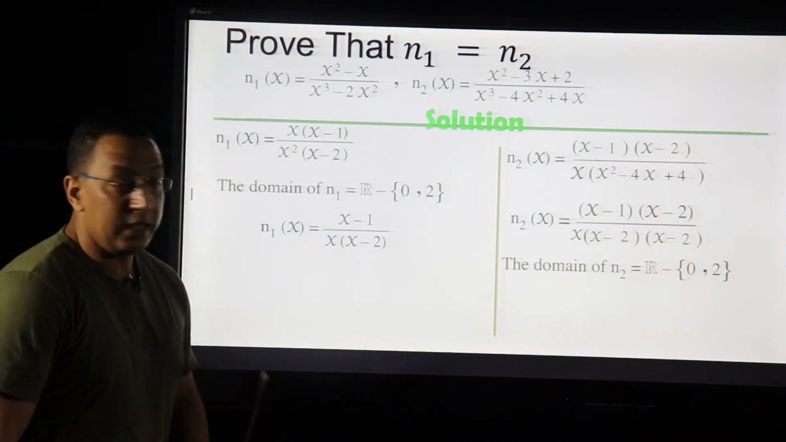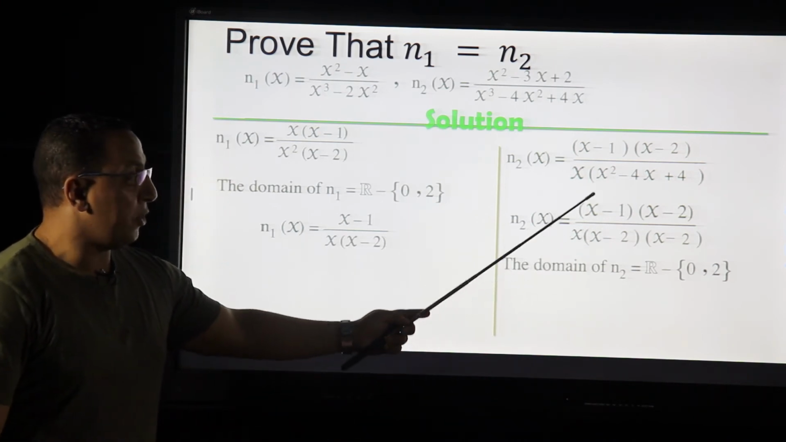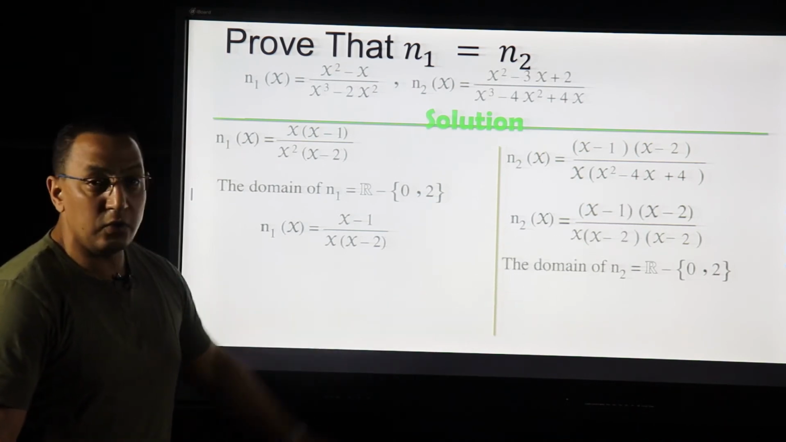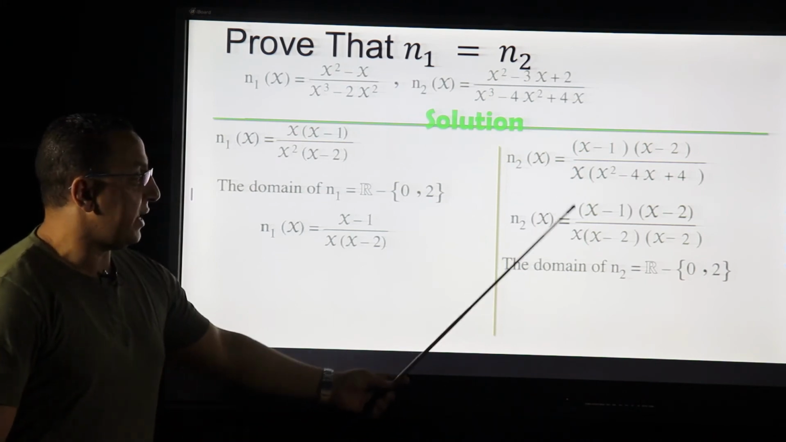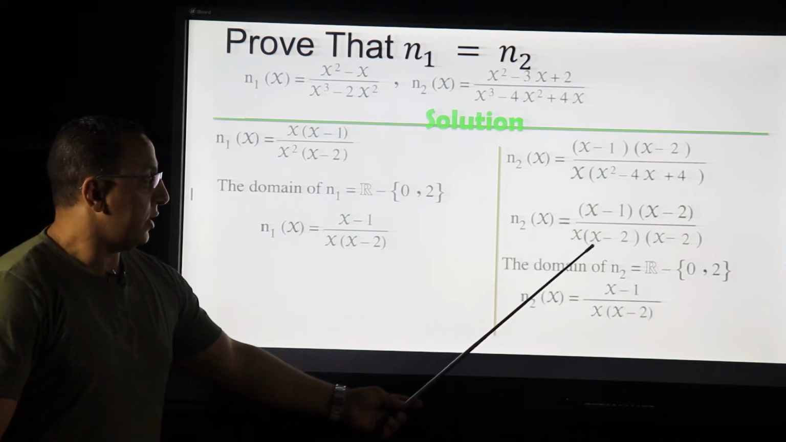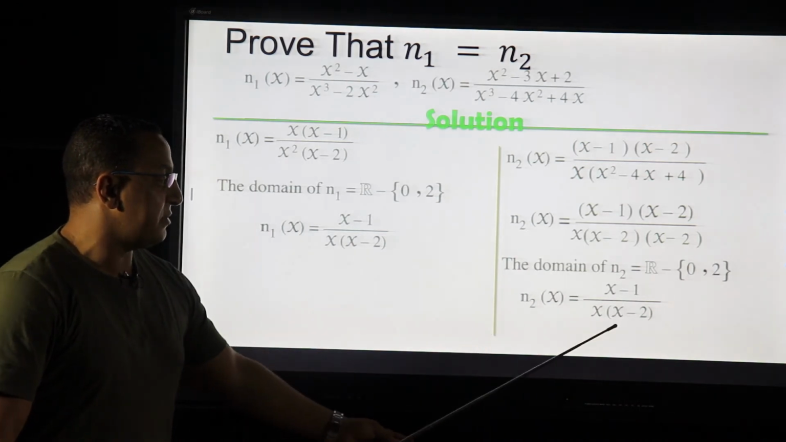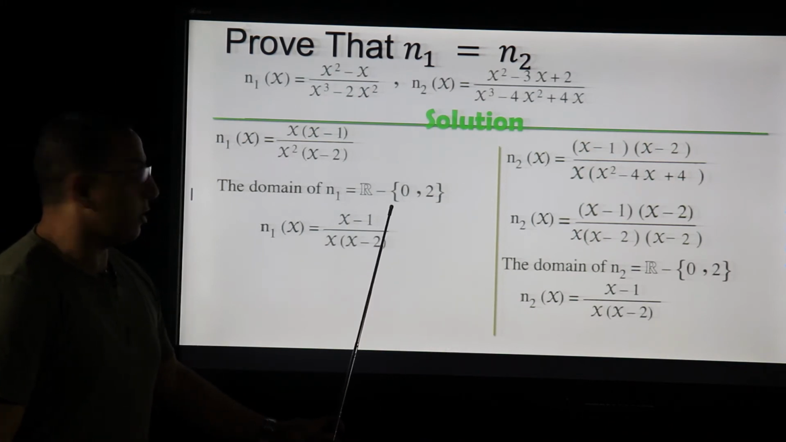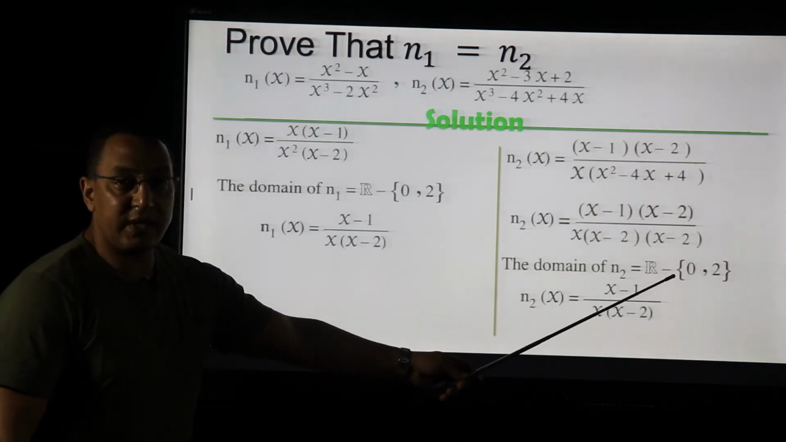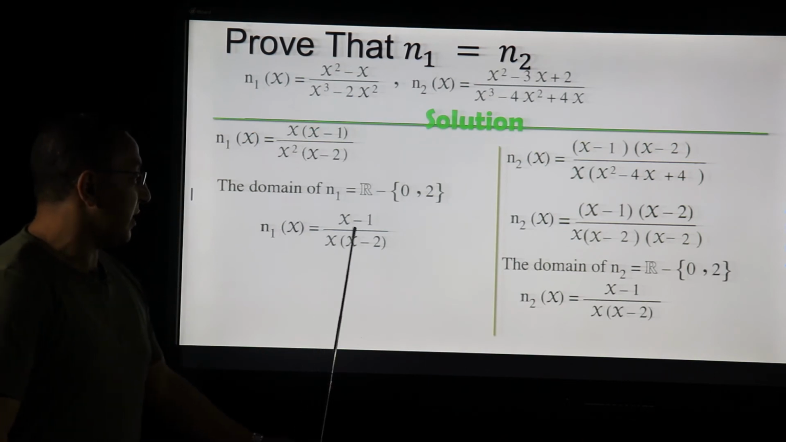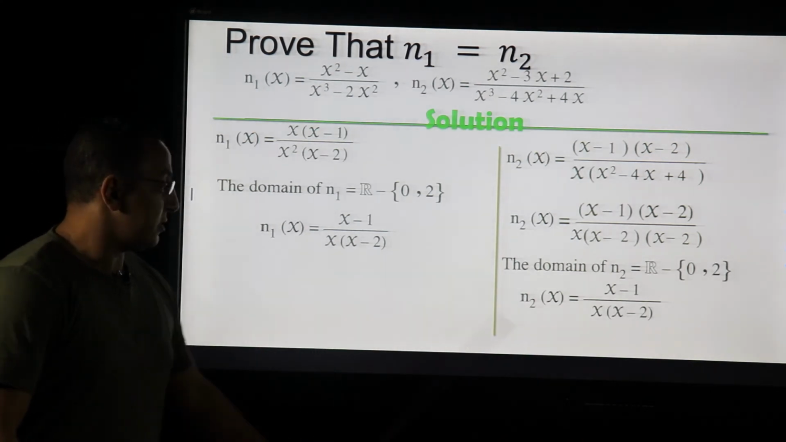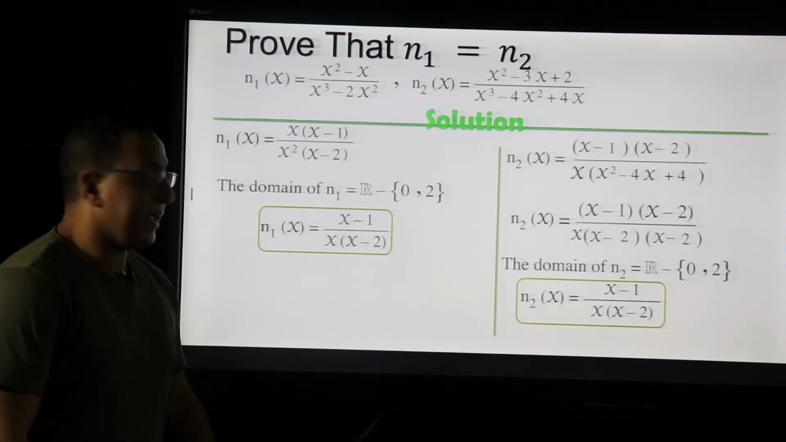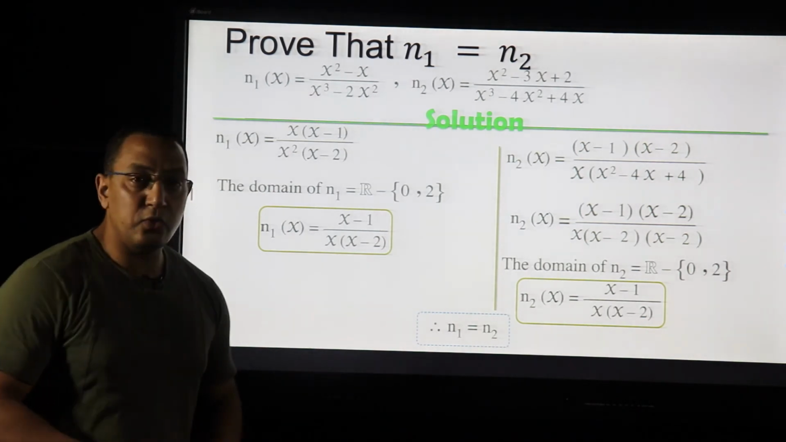Here, looking carefully at the two fractions, but before that, I'm going to cancel the common factors. Here I have x minus 2 and x minus 2 cancelled together. So finally I have x minus 1 over x times x minus 2. Looking carefully, I have the same domain: here R minus 2, and here also R minus 0 and 2. And here I have x minus 1 over x times x minus 2, the same fraction, so I can say that n1 equals n2.